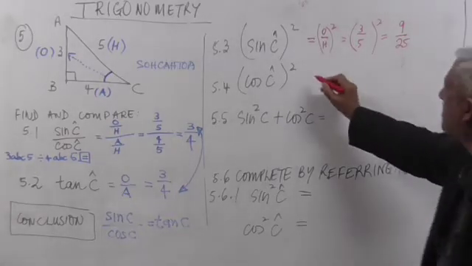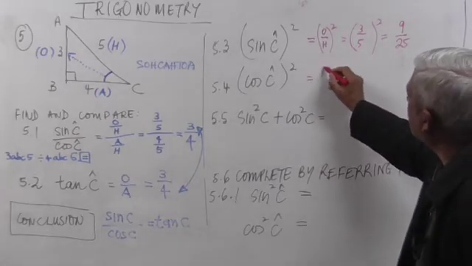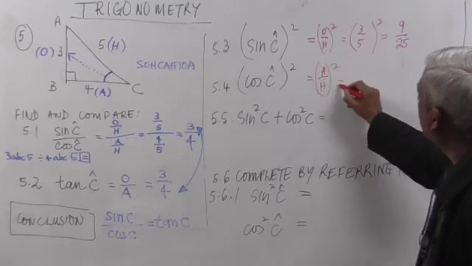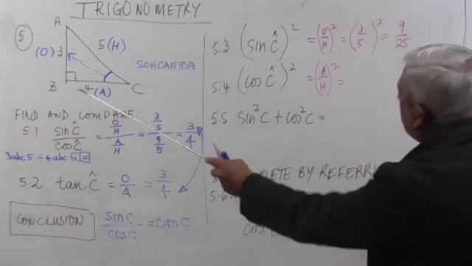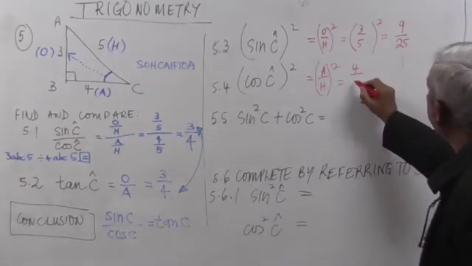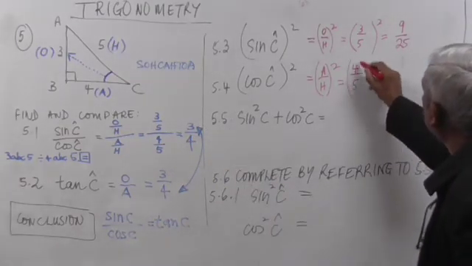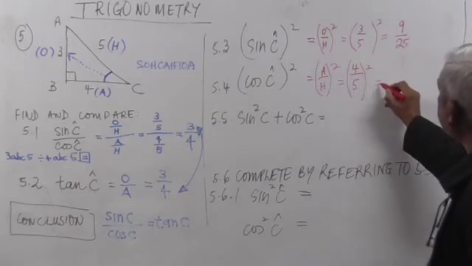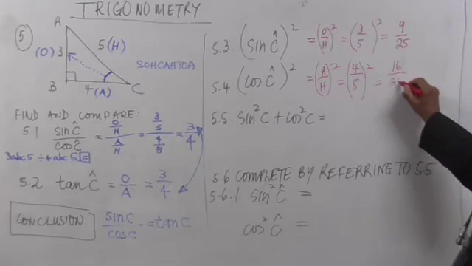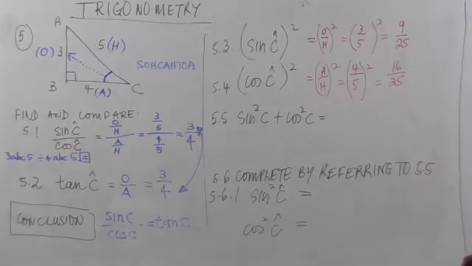Now you want cos C all squared. So cos of C is A over H, and it has to be squared. A is 4, H is 5, all squared. You put this in the calculator, you'll get 16 over 25. Right, so you used your calculator for that.